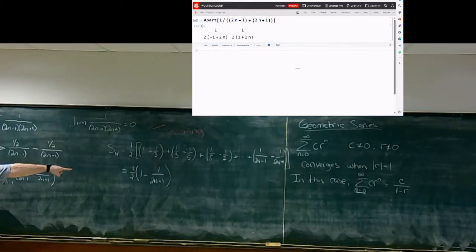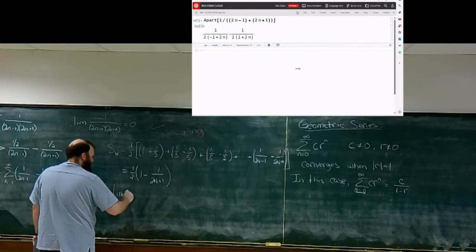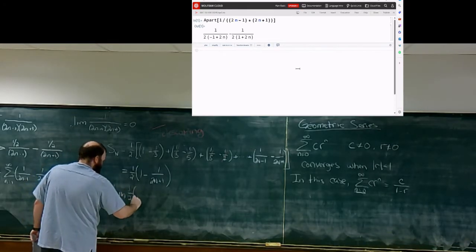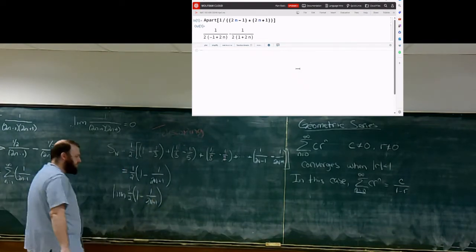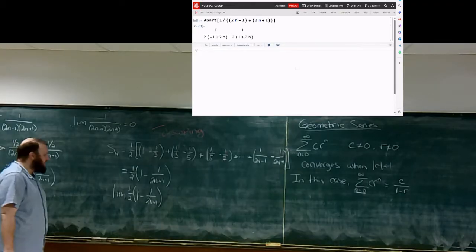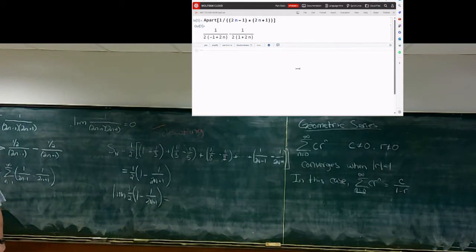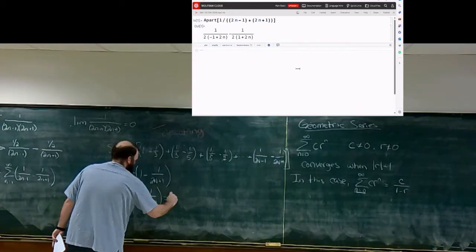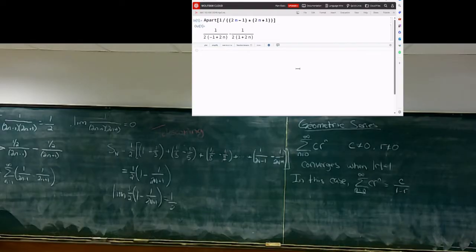There's our nth partial sum. Take its limit. What is it? So 1/2. It's just 1/2. The series converges to a half.